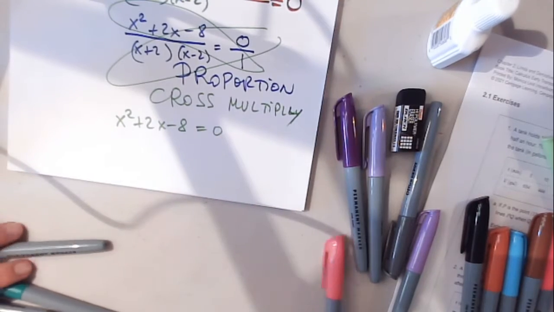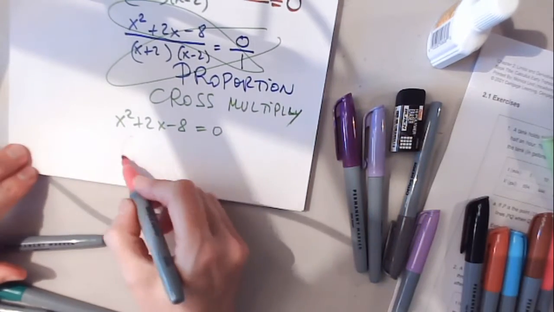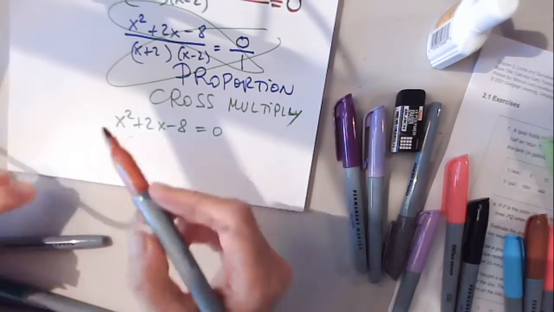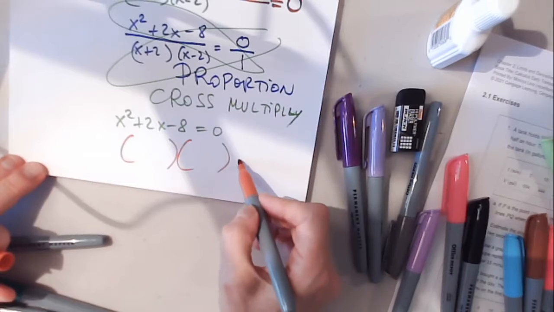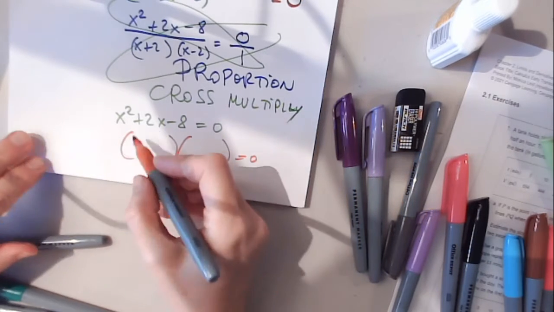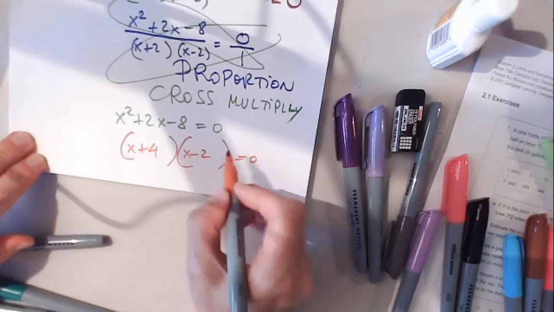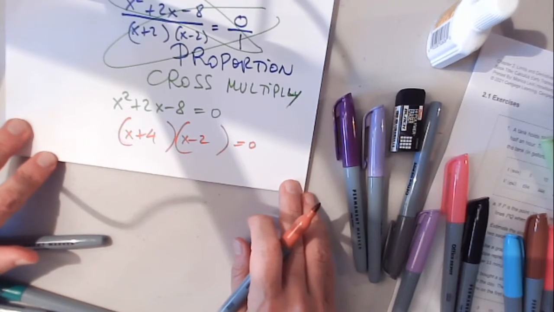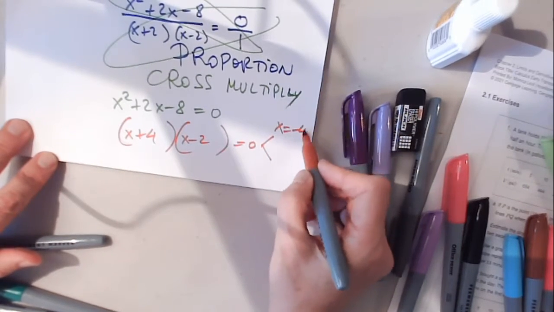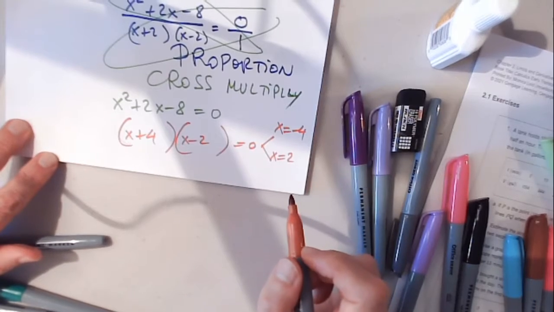And here I can factor easily, if anyone can give us the factor form of this quadratic expression, which has to have two solutions. So x plus 4 and x minus 2. So then we have two options, x equals negative 4 and x equals 2.